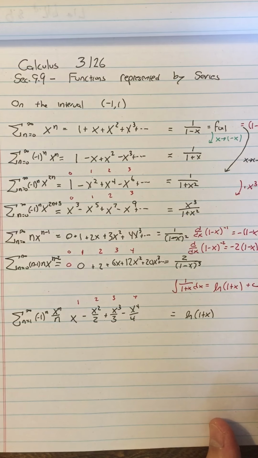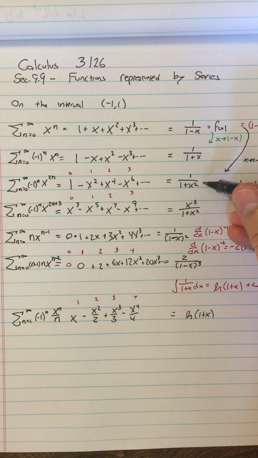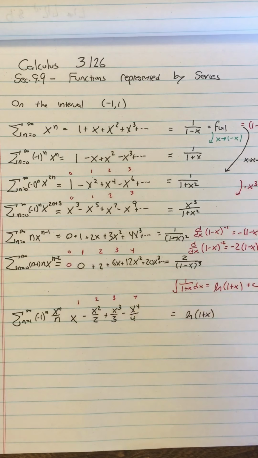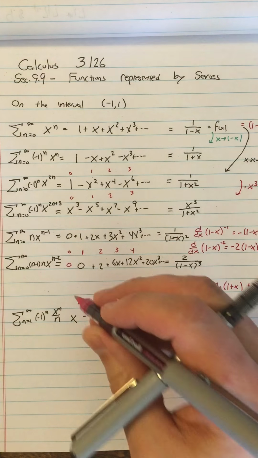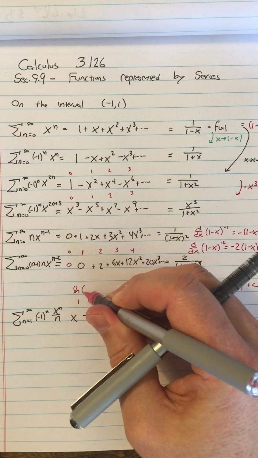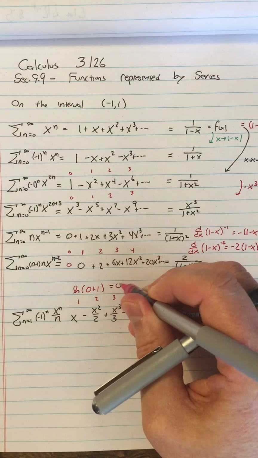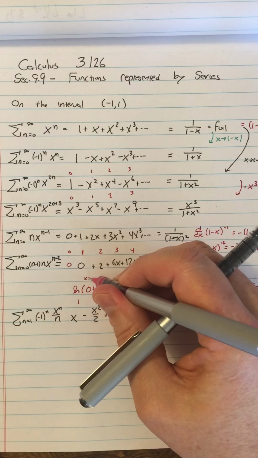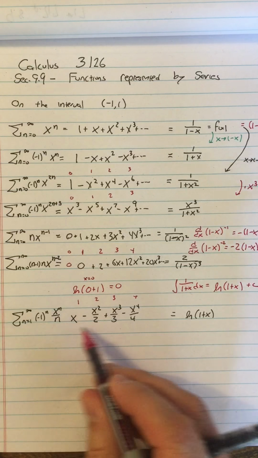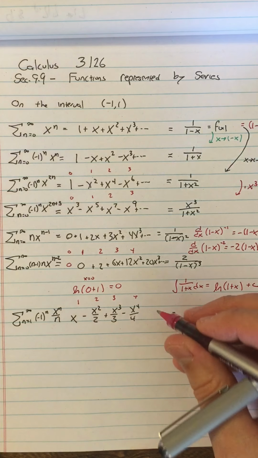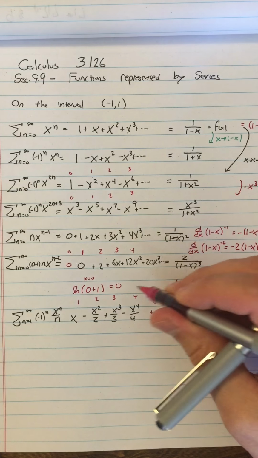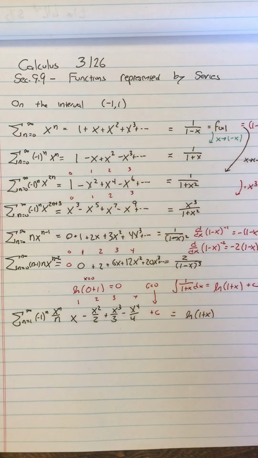So what else can we do? I was going to say about the plus c here. So what about the plus c? I also know that the ln of 0 plus 1 is equal to 0. So that means that when x equals 0, the sum has to be 0 as well. So that means that the plus c that I could put right here, that c has to equal 0 because of this. The c equals 0.